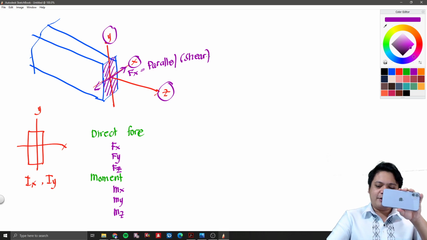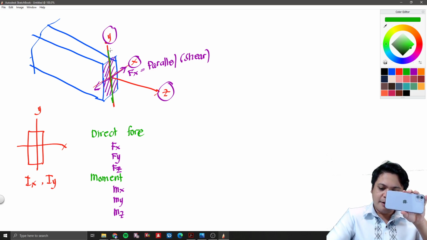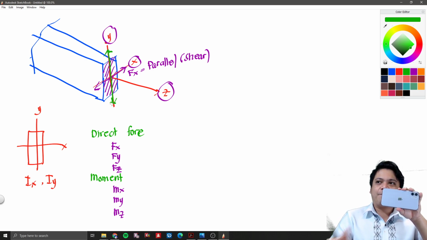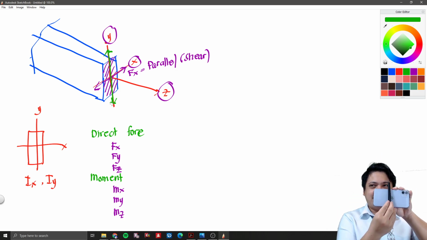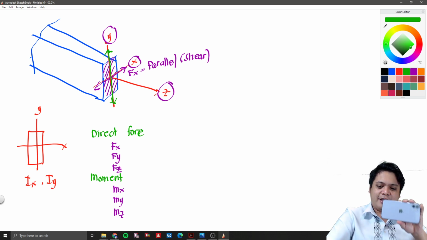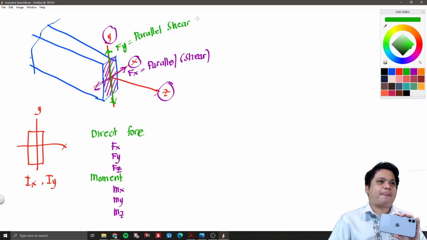How about the Fy? So, again, yung Fy ko naman, that is the force parallel to the y. So, it's either pataas or pababa. Again, siya naman yung force na pataas or siya yung force na pababa. And since yung force na y, pataas or pababa, is also parallel, okay? Fy. So, again, this is also a parallel. And then, this is considered a shear. Okay?